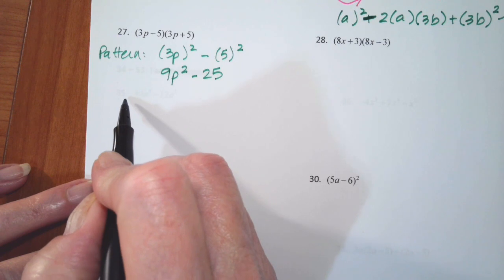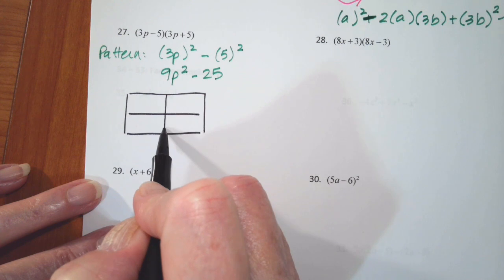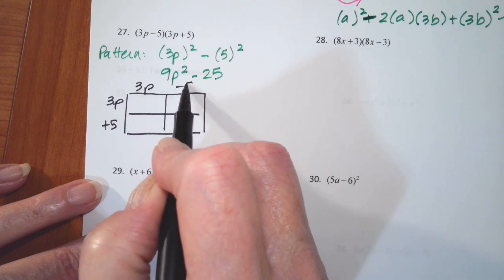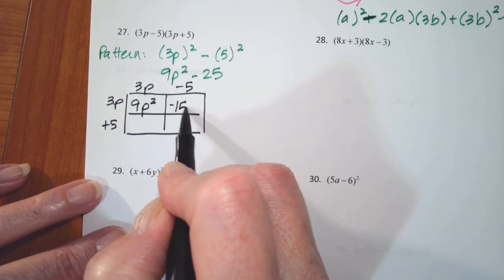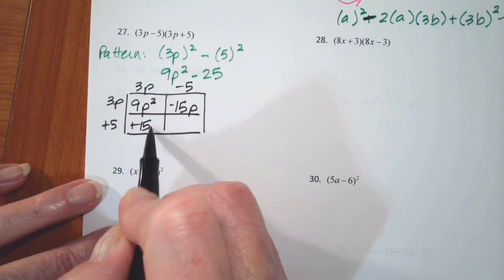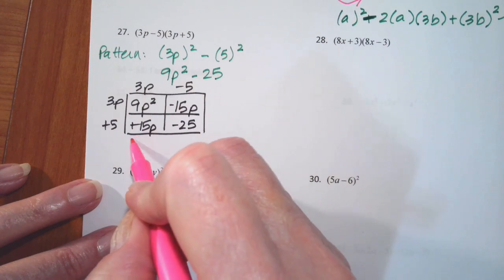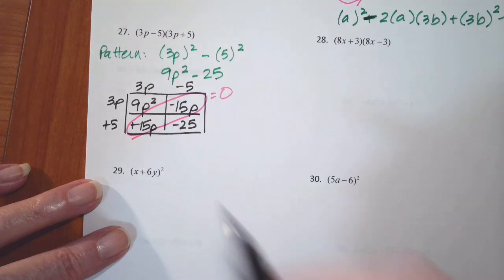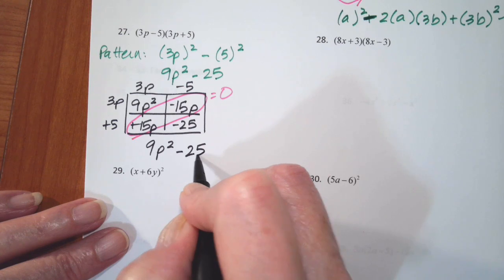If you don't want to do that, you can absolutely do it a different way. 3p plus 5, 3p minus 5, 9p squared minus 15p plus 15p minus 25. When I combine these, anything plus its opposite is 0, so I'm left with 9p squared minus 25.